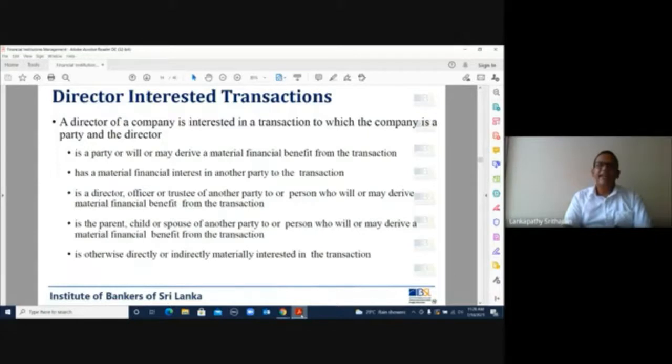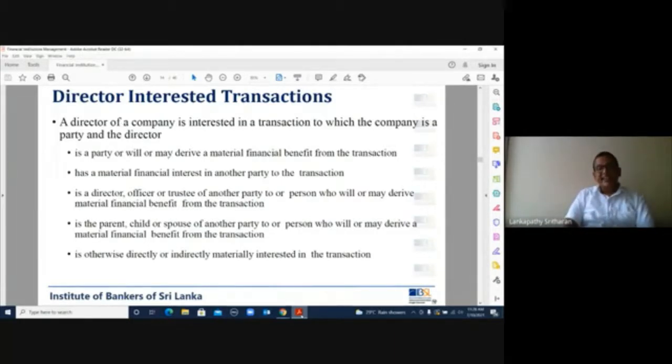Generally, in accounting terms, those who have studied accounts may know related party transactions. This is more or less similar. The second one is that a director has a material financial interest in another party to the transaction. That is also a case where, in the other party to the transaction, he has a material financial interest.